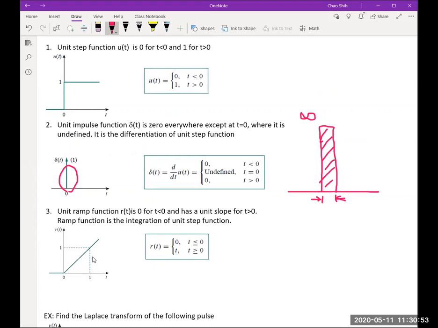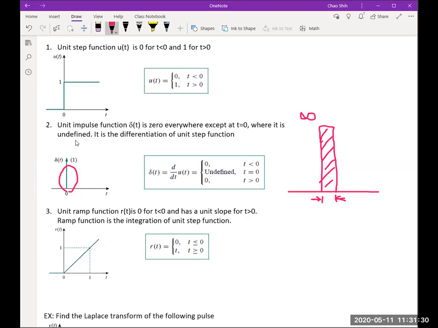And what do we mean by slope? The slope means differentiation. So you have a ramp function, you take the differentiation, and that is the unit step function. So differentiating a ramp function gives you the step function. If you take the slope of the step, you get the impulse function. So they are like differentiation or integration. One way goes to differentiation, the other way goes to integration.